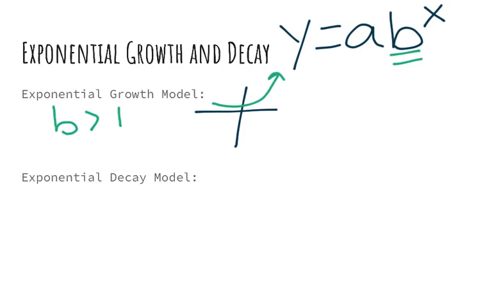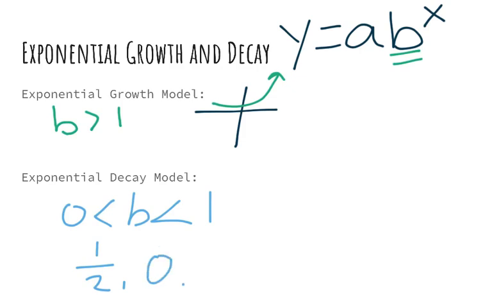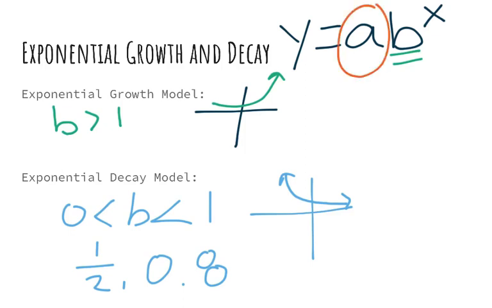If b is in between 0 and 1, so maybe a number like 1/2 or a decimal like 0.8, then this would represent exponential decay, and that would go down from left to right when you look at the graph. Now, in both exponential growth or decay, this number a is just any number that's greater than 0.